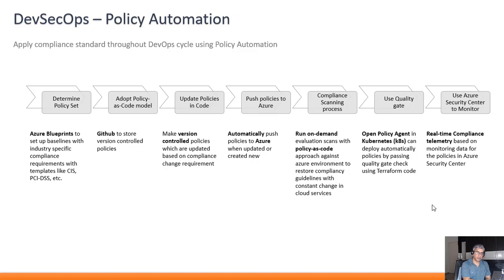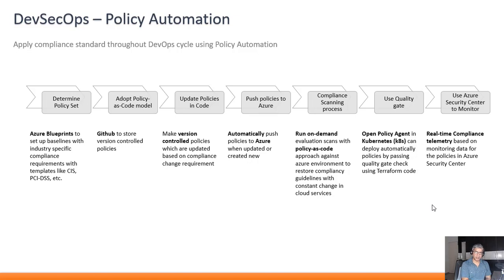So you first determine your policy set. Second thing that you do is you code those particular benchmarks, those particular policies, and you version those policies in GitHub or any kind of source control version repository. We typically go for GitHub, right? So you can put it over there.